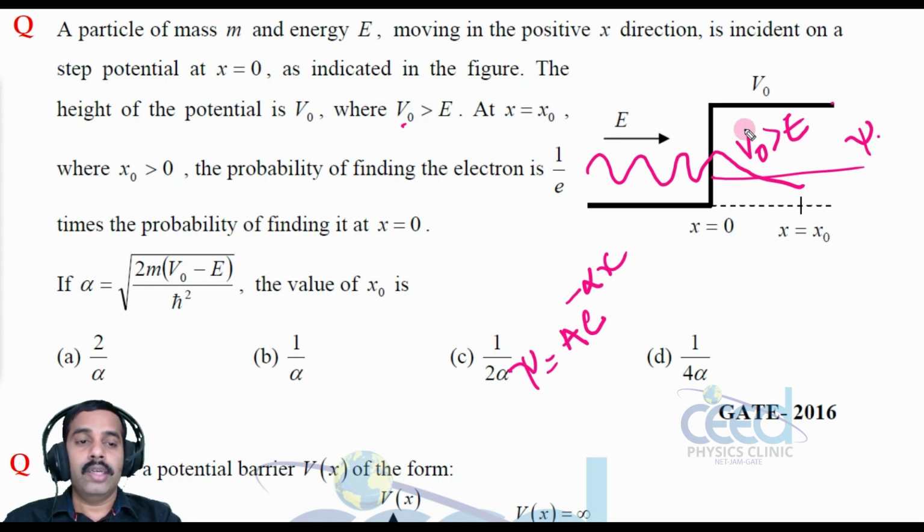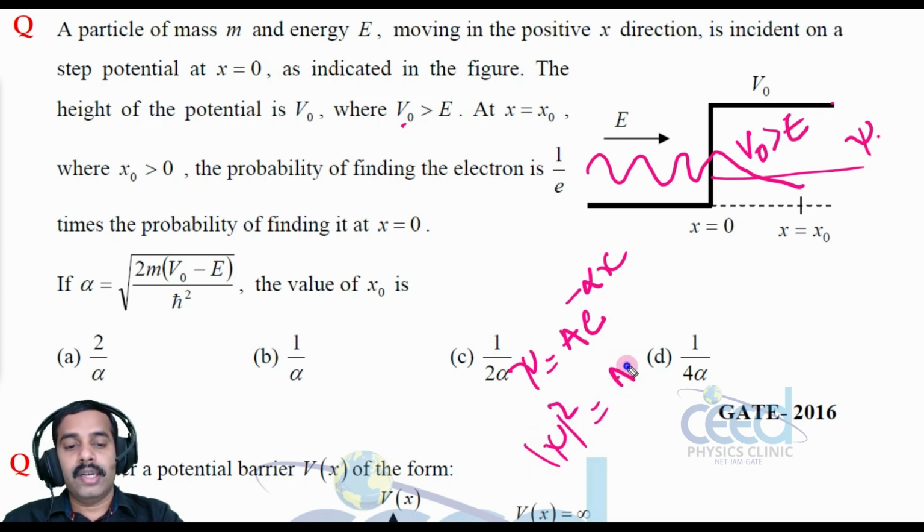As we have done in the previous problem, I am not solving the complete differential equation using the Schrodinger wave equation. You may refer to the previous problem for how I came to this wave function expression. Now, what is the probability here? Probability is equal to mod psi square, right?